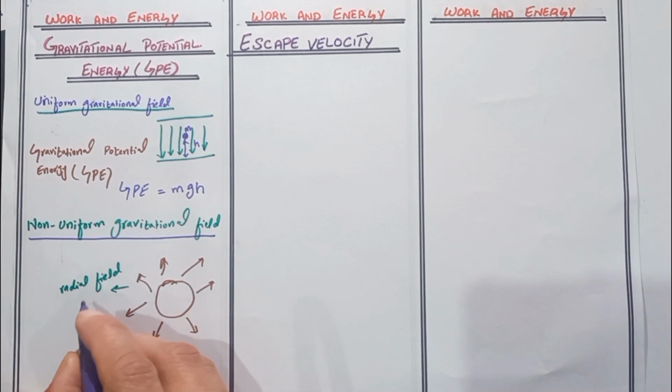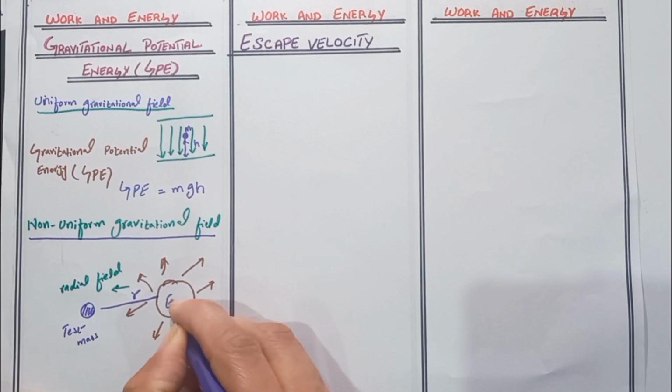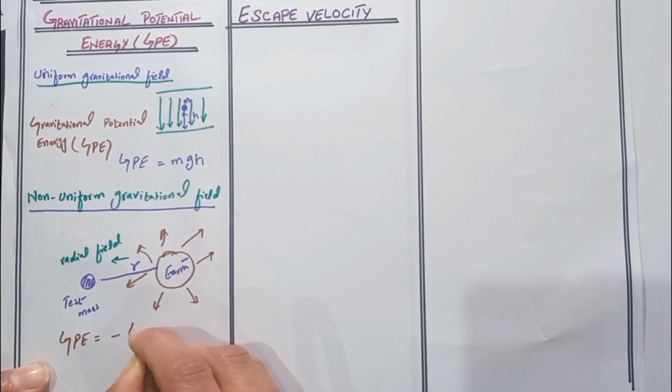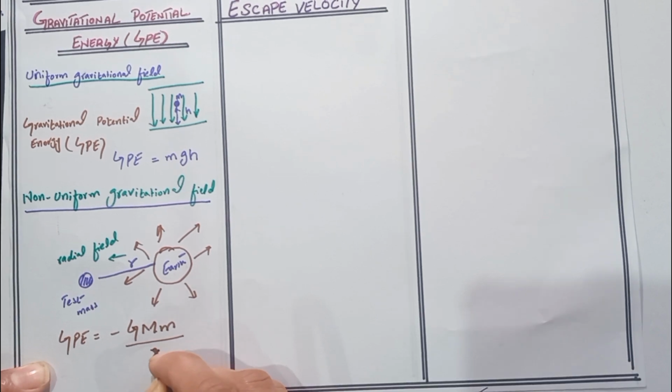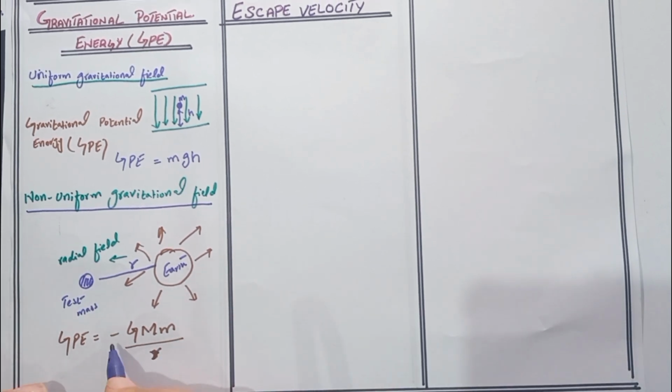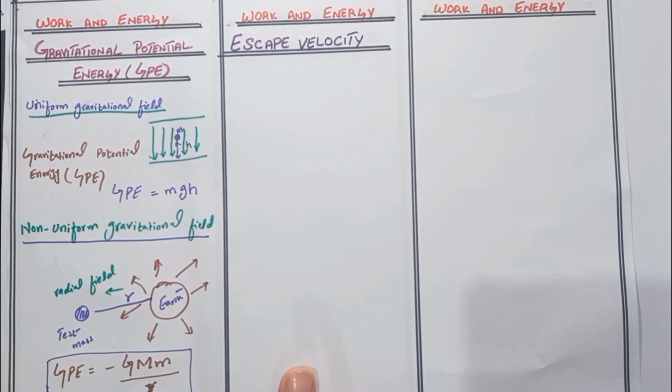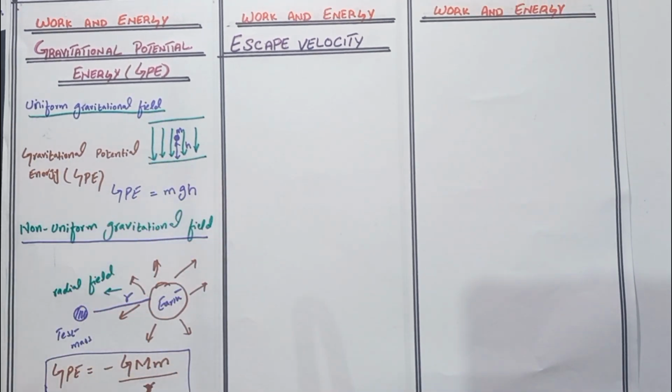Here we take a test mass at a distance r from the earth, so that the gravitational potential energy between these bigger and smaller masses is equal to minus the gravitational constant times the mass of the earth times the mass of the test mass over the distance between them, represented by r. The negative sign shows that if we move away from the gravitational field, the energy increases. This is all about the gravitational potential energy in uniform and non-uniform gravitational fields.